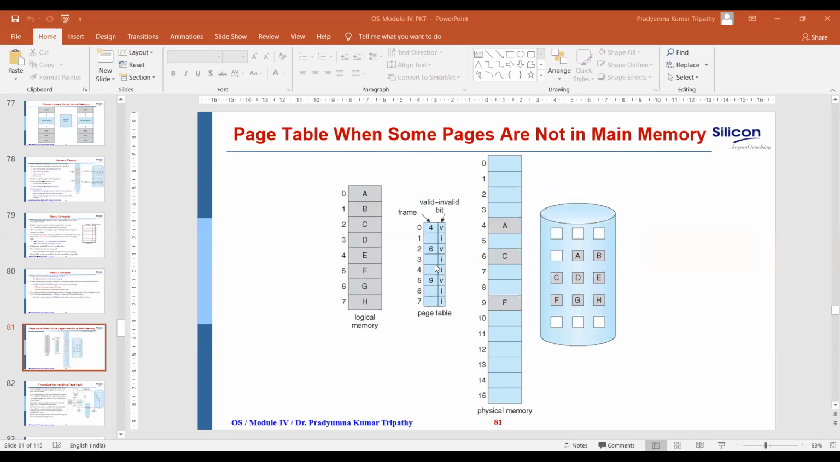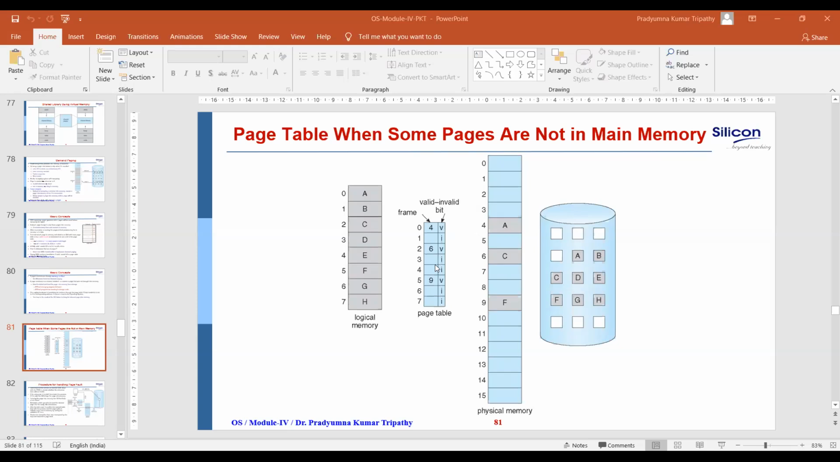If the page fault occurs, then demand paging means I am bringing a page whenever a processor is requesting. I am not bringing the entire program. Program has many pages, so I am bringing only that page which is being requested by the processor. So that is demand paging, or what we call a lazy swapper.